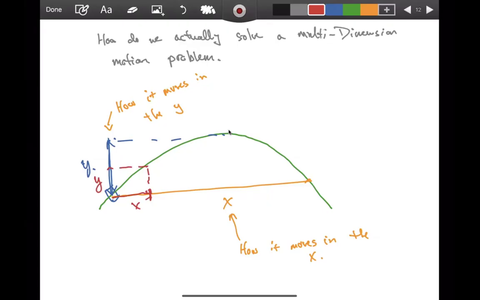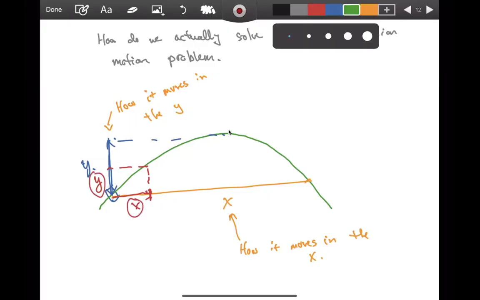So what is it that communicates to the Y portion what the X portion is doing, and to the X portion what the Y portion is doing? What is it that tells it, hey, you have to be at this vertical height if I'm at this horizontal distance? Or vice versa, you have to be at this X position if I'm at this vertical position here. What connects the two of these together is simply the time.